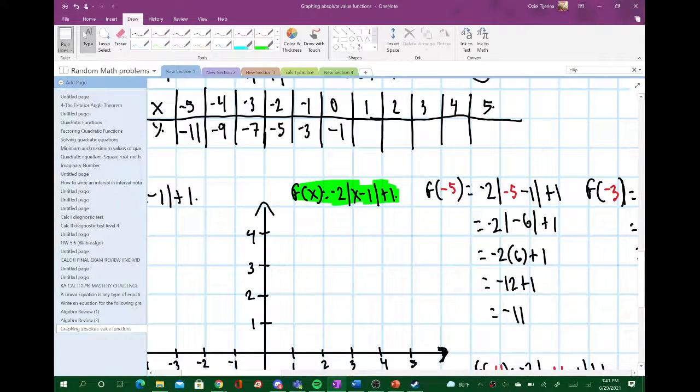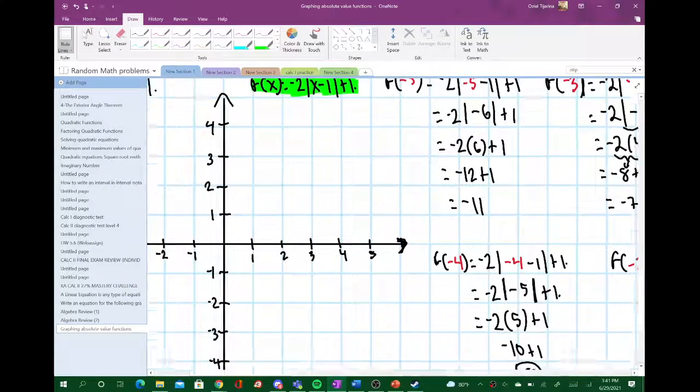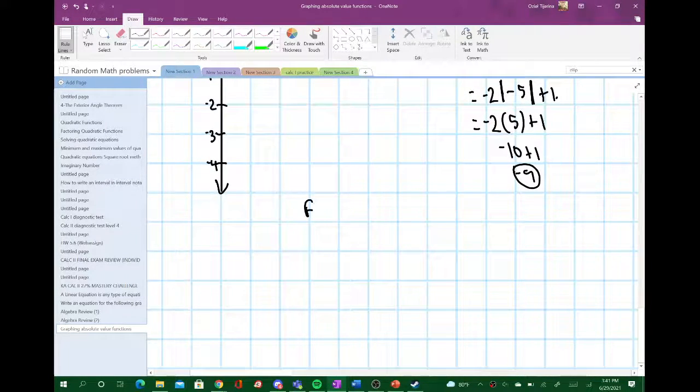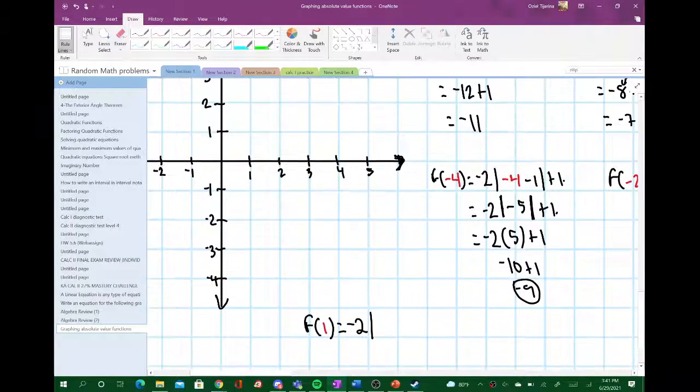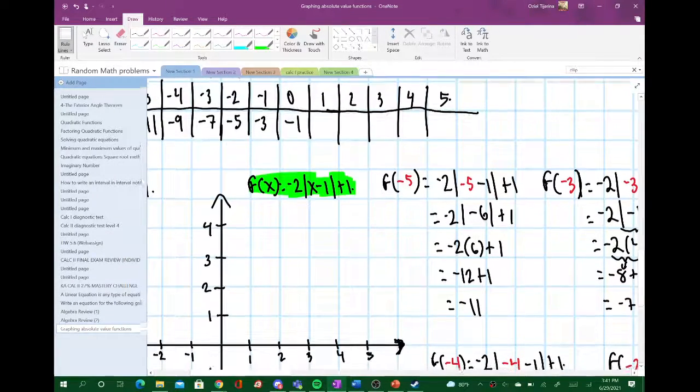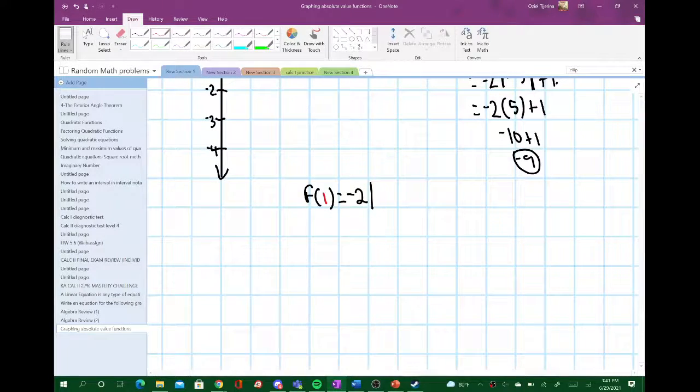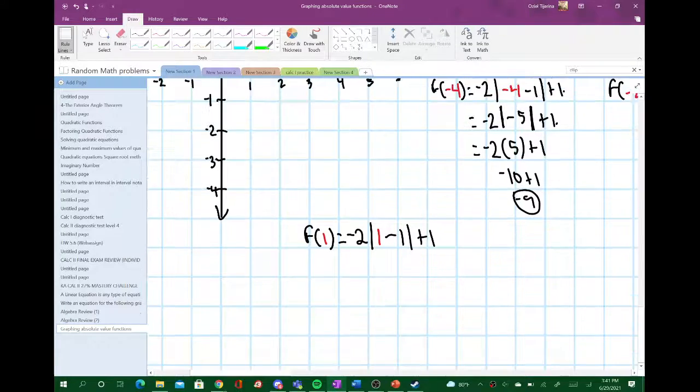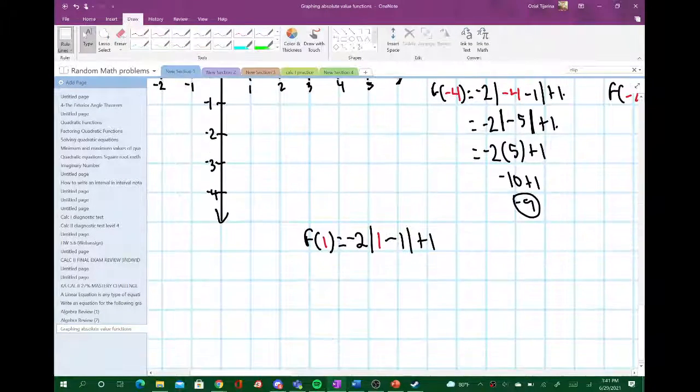Okay, and then what about when x equals 1? Again, I'm going to do f of 1, and I have negative 2 times the absolute value, and it's x minus 1, so I'm going to say 1 minus 1, plus 1, right? So this is going to give me negative 2 times the absolute value, and then I have 1 minus 1. How much is that? That's just 0, plus 1, right?